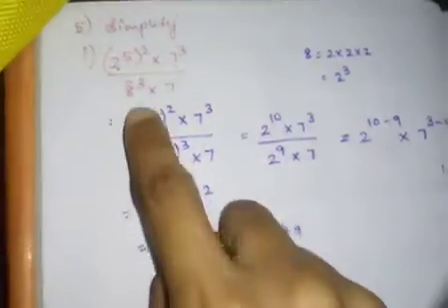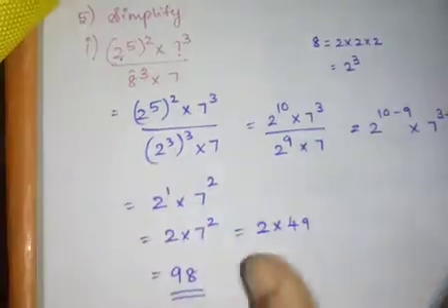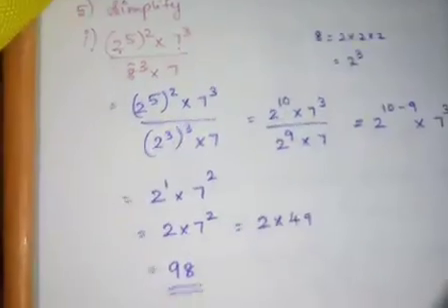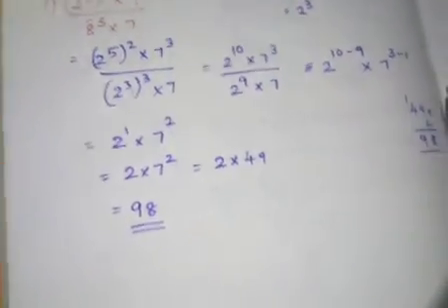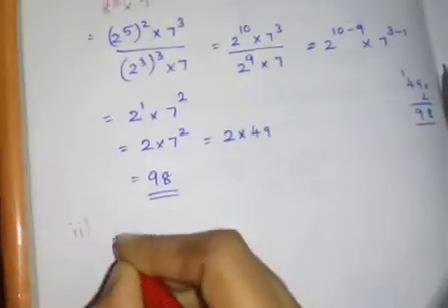Understood? Just check whether everything has a prime base. If not, you convert like this and you can use your laws of exponents. Okay, next, second problem.